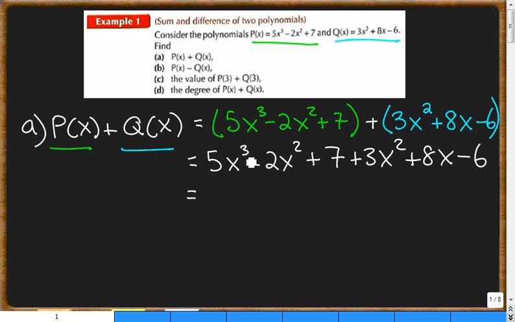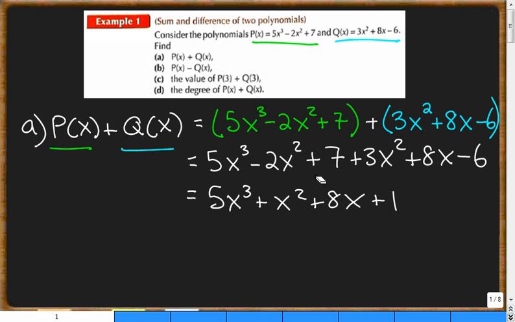And when we put all this together, we find our like terms. 5x cubed comes together, our negative 2x squared and our positive 3x squared come together to make a positive x squared. We have a positive 8x, and we have a positive 7 and a negative 6 makes a positive 1.